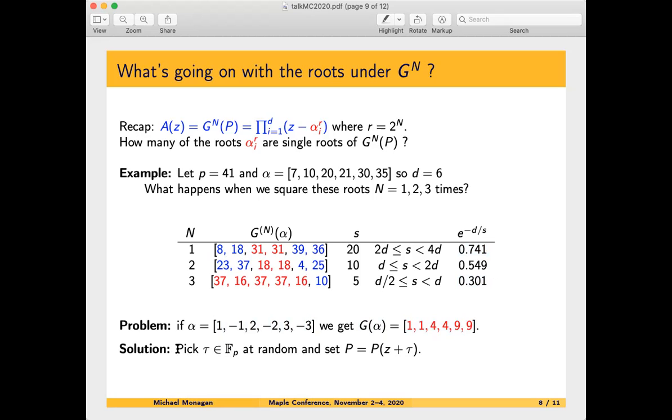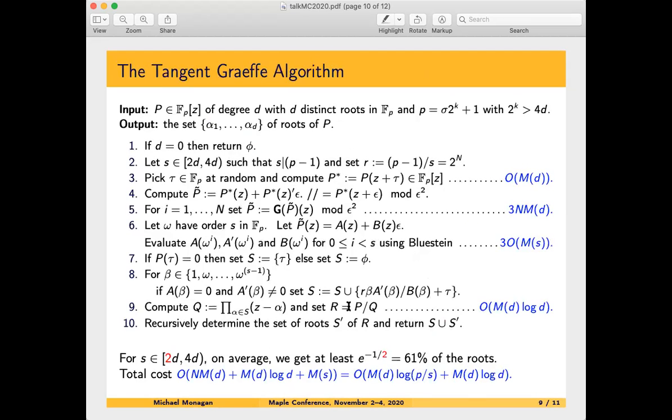The idea is to randomize the algorithm. So instead of computing the roots of P(z), we're going to pick a random shift, tau, and shift the roots around. So that's how we solve this problem. That will randomly shift the roots so that we expect this proportion of the roots approximately will be single. Now I have on this slide a gory slide with details of the algorithm.